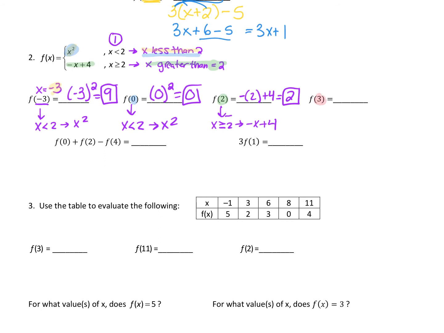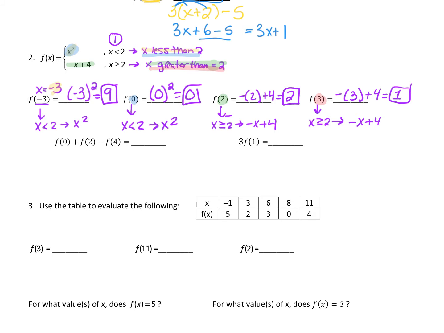All right, f of 3. Well, 3 is greater than or equal to 2. So since 3 is greater than or equal to 2, that means I would use negative x plus 4 again. So I'd have negative 3 plus 4, which would give me 1.